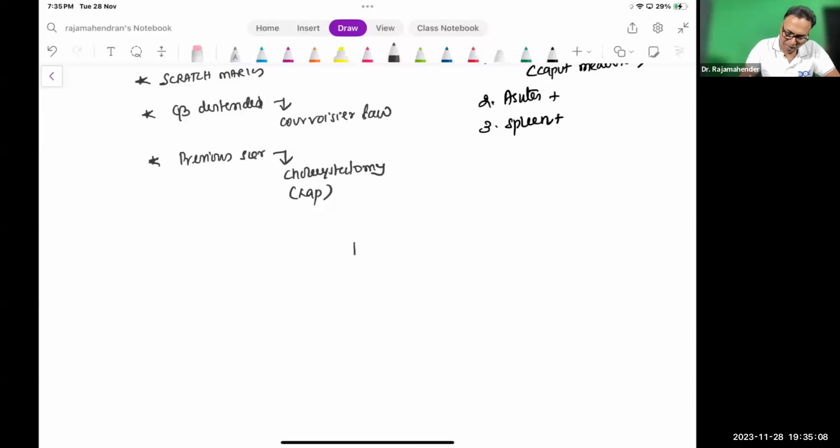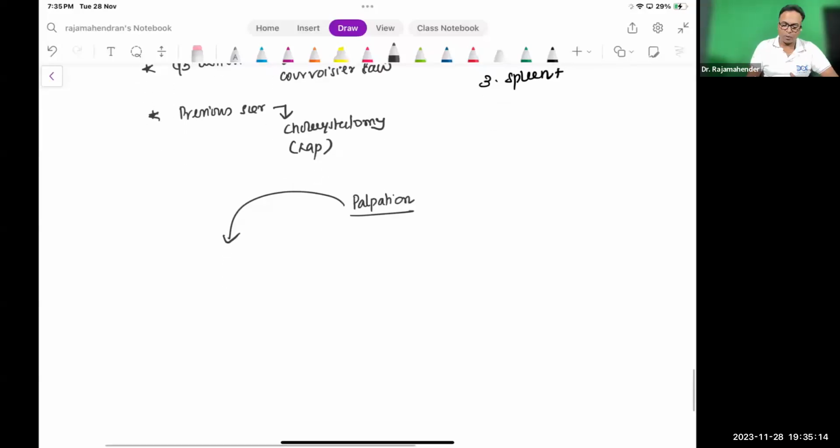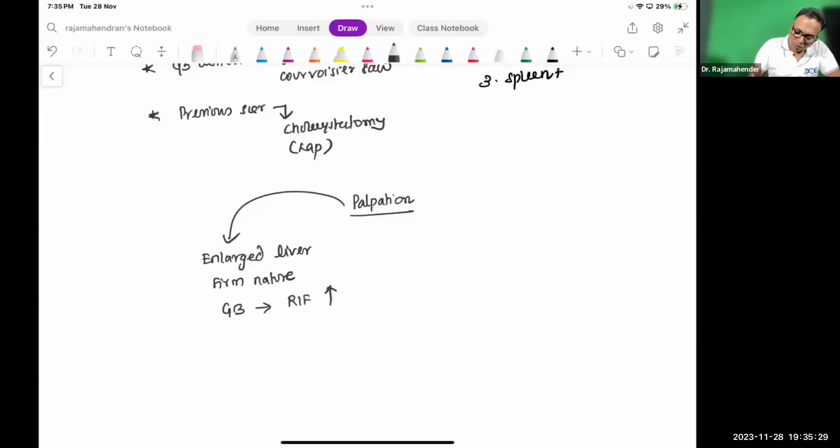Coming to the palpation, you can easily say it is a surgical jaundice because the moment you keep your hand, you can feel an enlarged liver. Because of obstructive jaundice, the liver can be enlarged and it will be firm in nature. And you have to now look for the gallbladder from the right iliac fossa to the right hypochondrium. You should go from the right iliac fossa and palpate up to the right hypochondrium, from below upwards. So you can palpate the gallbladder.